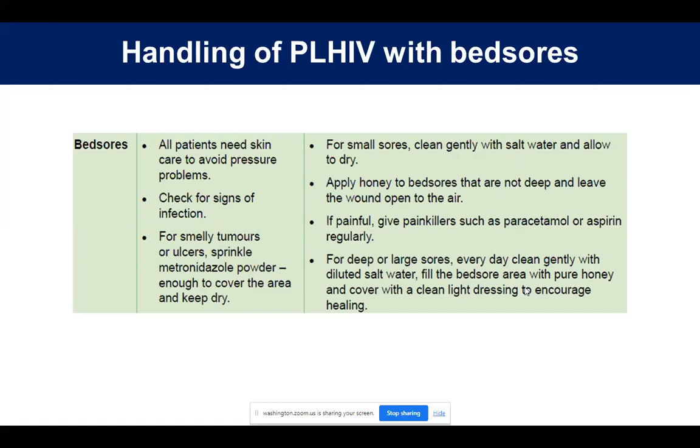For small sores, clean gently with salty water and allow it to dry. You can apply honey to bed sores that are not deep and leave the wound open in the air. If painful, give painkillers such as paracetamol or aspirin regularly. For deep or large sores, clean gently every day with diluted salt water, fill the bed sore area with pure honey and cover it with a clean, light dressing to encourage healing.